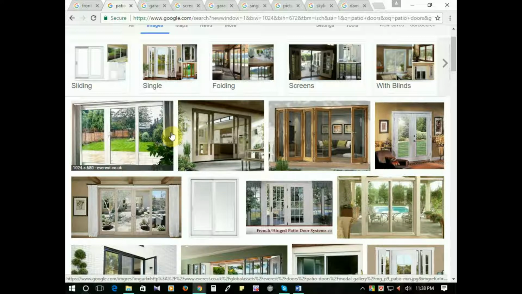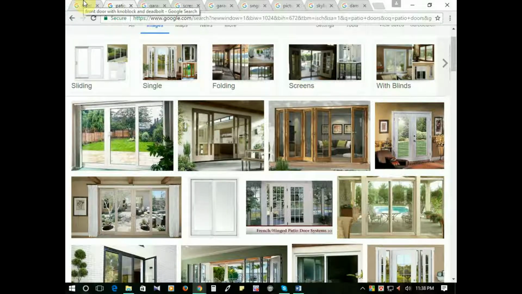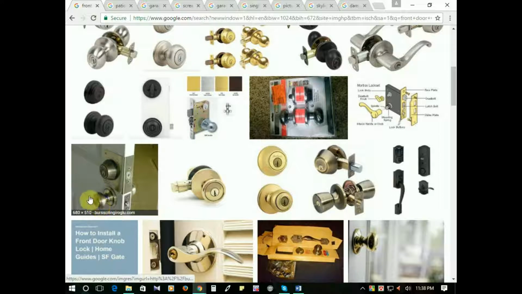Sliding doors will usually have a measurement of 80 inch by 72 inch. Front and side doors, or if there's a normal rear door, will usually have knob locks and deadbolts installed in them. So if you can see this picture, this is what a knob lock is, and this is what a deadbolt is. Together, if they're both installed on one door, it will be called a lock set.